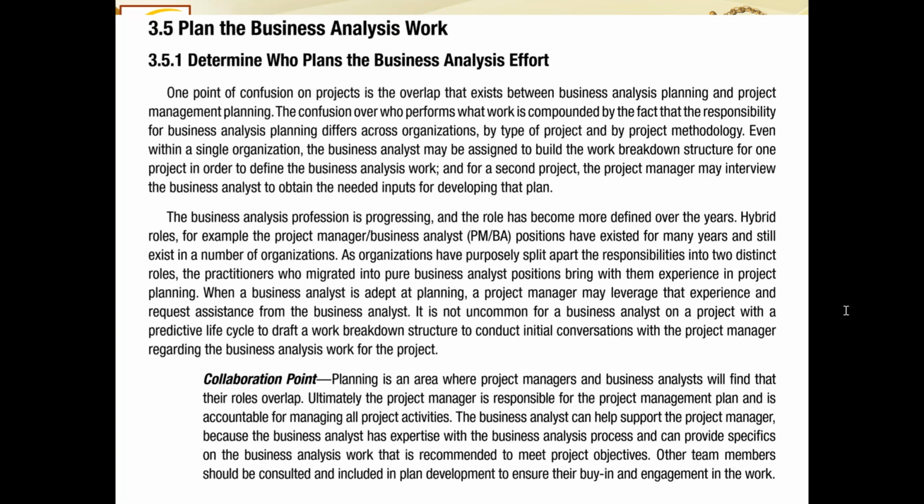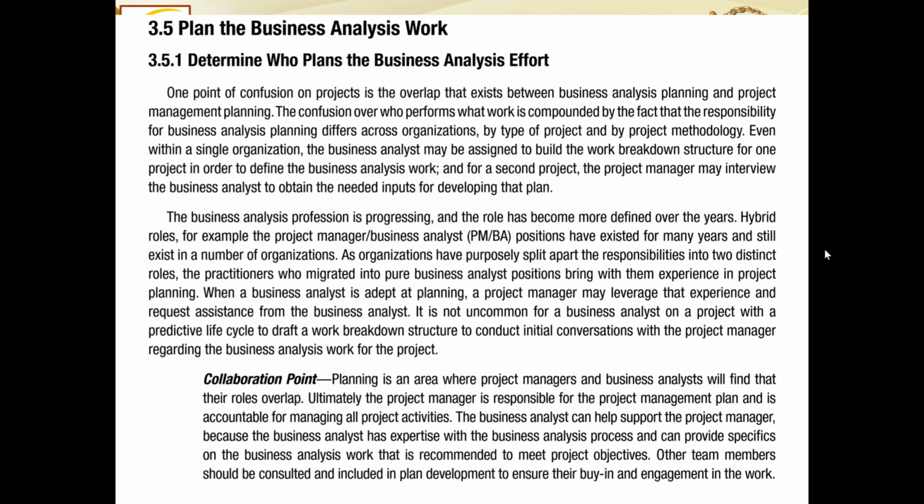We were talking about plan the business analysis work. So in plan the business analysis work, first of all, we have got determine who plans the business analysis effort.